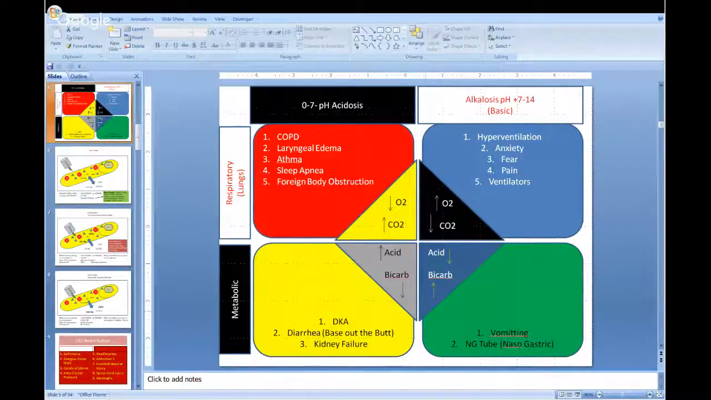Okay, so let's move over to respiratory alkalosis. Now we're going from pH 7 to 14. That's a basic condition. So when are we going to be with elevated levels of oxygen and decreased levels of CO2?